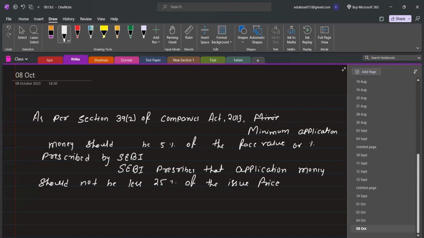Okay, so as per the rule, that money should be 5% of the face value. So let's say the face value of a share is 100 rupees, then you should ask at least 5 rupees on application. And you can also ask more than that, but you can minimum ask 5 rupees. And there is one more condition.